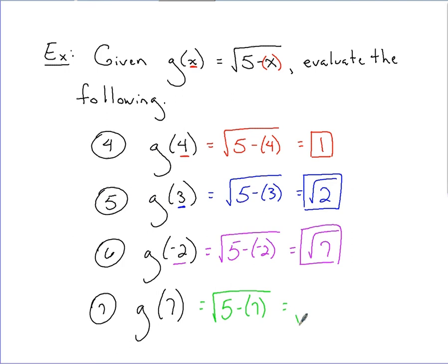Oopsie, that doesn't work so well, does it? Square root of negative 2. I can't take the square root of negative, can I? So, on that, right? G of 7 doesn't work. So G of 7 does not exist. No solution.